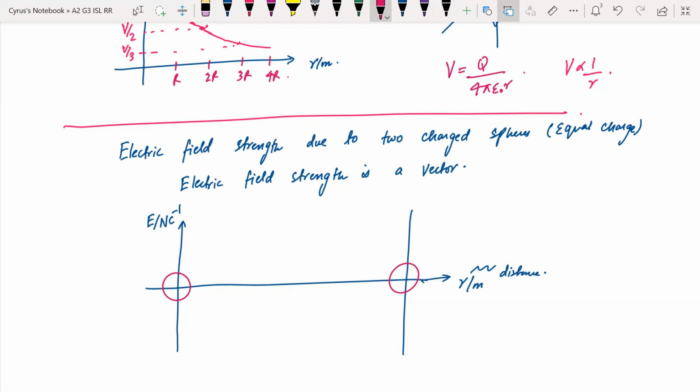Both are positive spheres of equal charge. Let's say this is sphere A, this is sphere B, and both are positively charged. These are two solid metal spheres, and they are situated in a vacuum, let's say, and their centers are separated by a distance. Okay, and both spheres are positively charged. You have to draw a graph. Let's say this is the radius, and this is also the radius. So what sort of graph can you expect here?